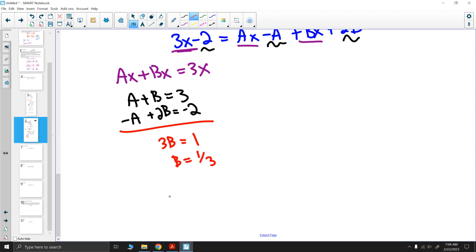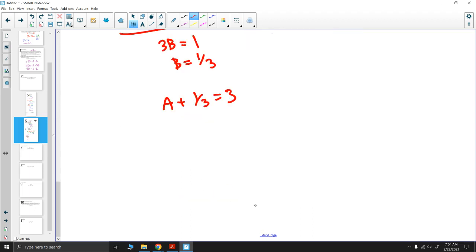Since b is equal to 1/3, a plus 1/3 equals 3. So I don't have to add any fractions, I'm just going to multiply by 3. We get 3a plus 1 equals 9. Subtract 1, 3a is equal to 8. So that means a is equal to 8/3. Okay, so we have those things.